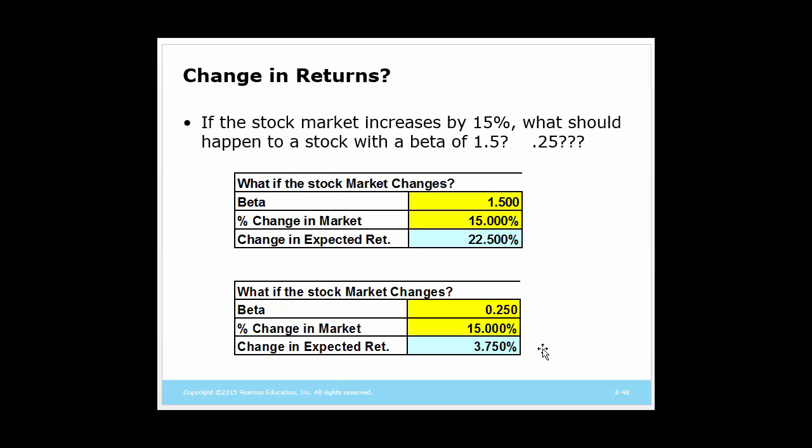So what happens if the stock market changes its returns? Well, if you have a stock with a beta of 1.5 and the stock market increases by 15, what would you expect to happen to this stock? If the stock market goes up by 15, you would expect this to go up by 22. Why more than the stock market? Because it's riskier than the stock market. With the other one, it has a beta of 0.25. So if the stock market goes up by 15, it'll go up only by 3.75. Why less? Because it's less risky than the stock market on average.